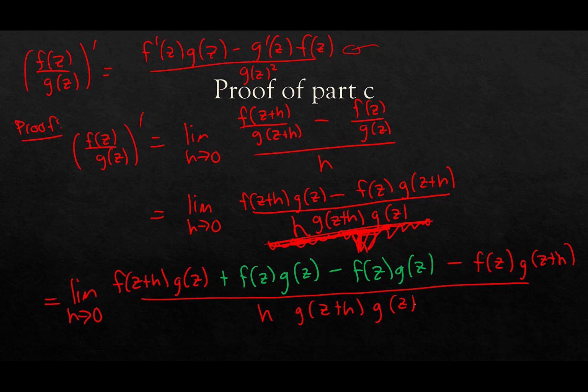Okay. Now what we're going to do is rewrite this fraction. So pause if you need to, but we're going to rewrite this fraction by first factoring out g of z from these two terms. Over in these two terms, we're going to factor out f of z, and then we're going to somehow split our fractions up so that we get nice derivatives.